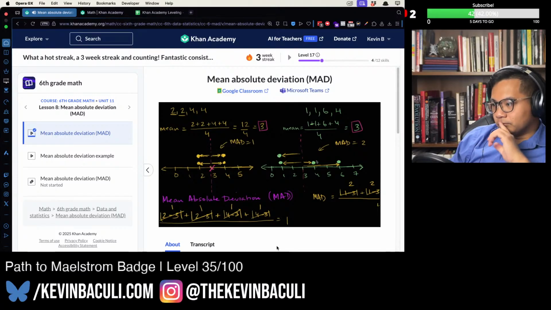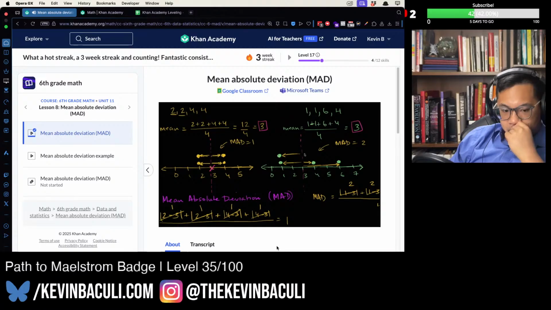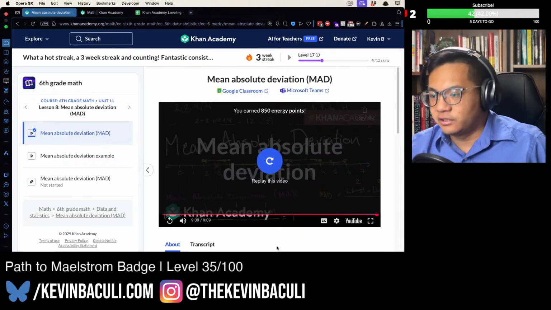The one on the right is more spread out because on average, each of these points is 2 away from 3, while on average, each of these points is 1 away from 3. The mean of the absolute deviations on this one is 1. The mean of the absolute deviations on this one is 2. So the green one is more spread out from the mean. Got it. Okay.